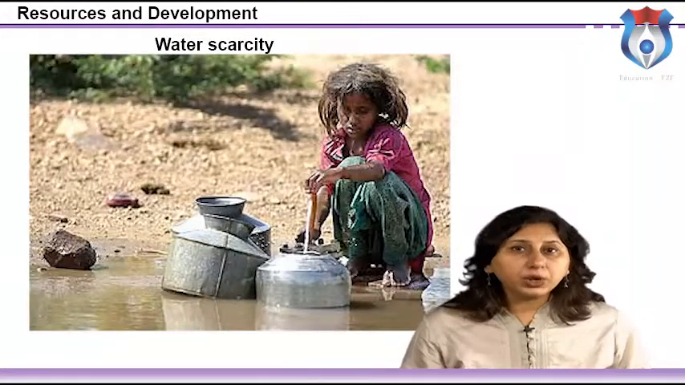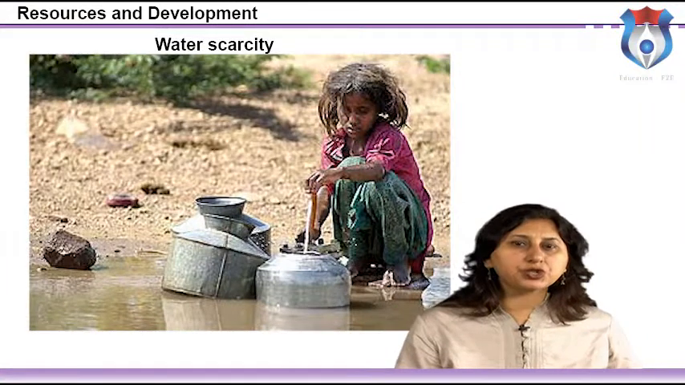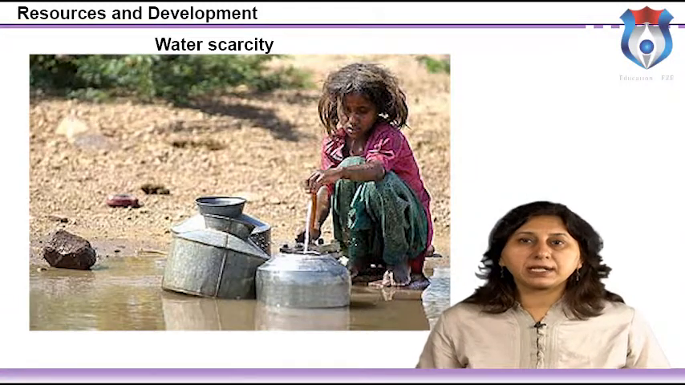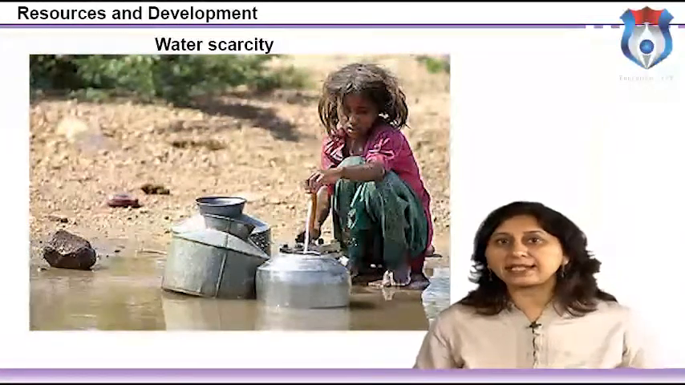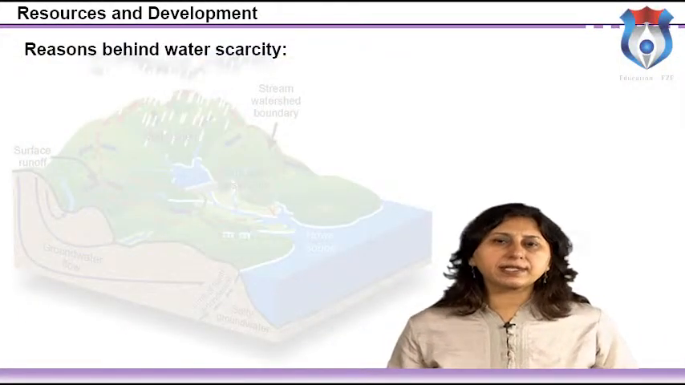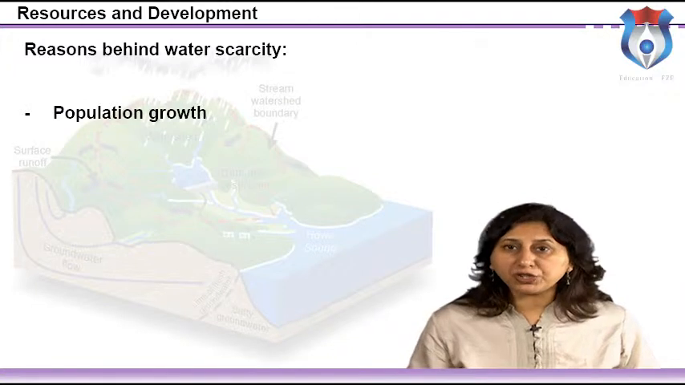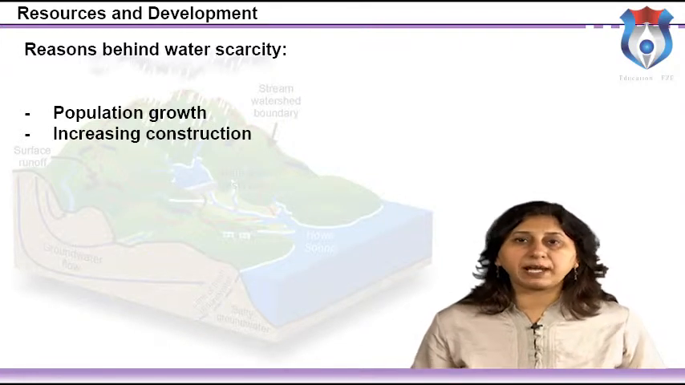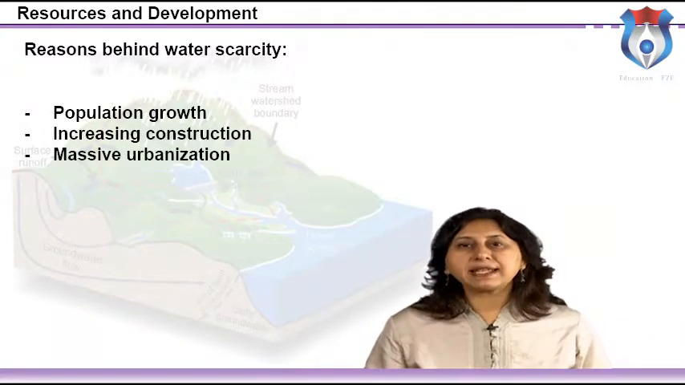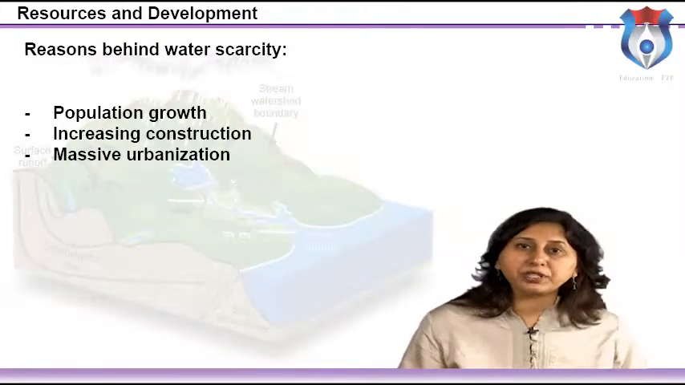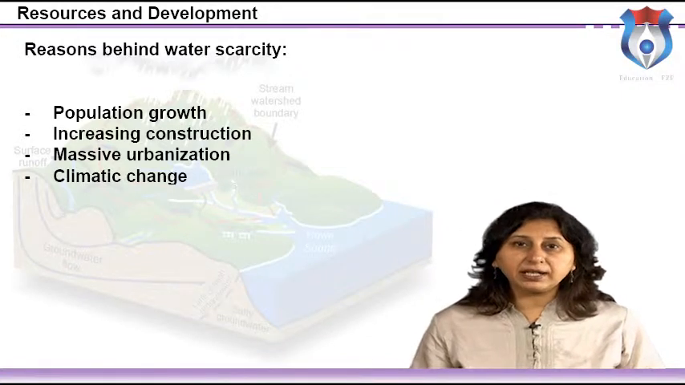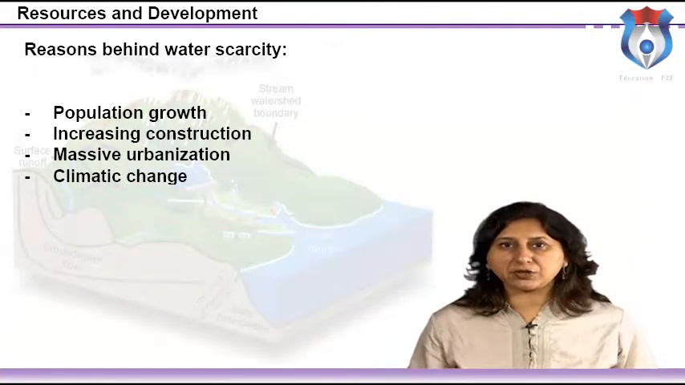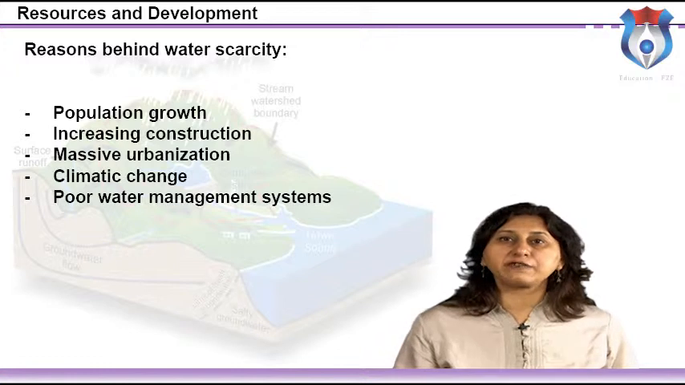Water scarcity. The word water scarcity describes the relationship between demand for water and its availability. Water scarcity can be determined as both the availability of water and its consumption patterns. Some of the major reasons behind water scarcity are population growth and food production, agriculture, increasing construction and infrastructure development activities, massive urbanization and industrialization throughout the country, climatic change and variability, depleting of natural resources due to changing climate conditions, deforestation, etc., lack of implementation of effective water management systems.